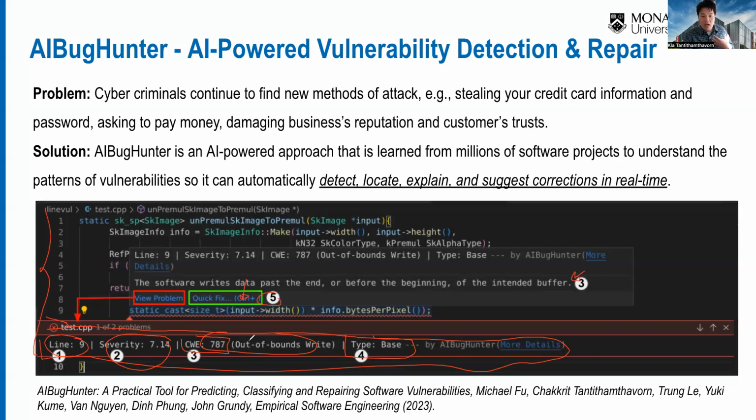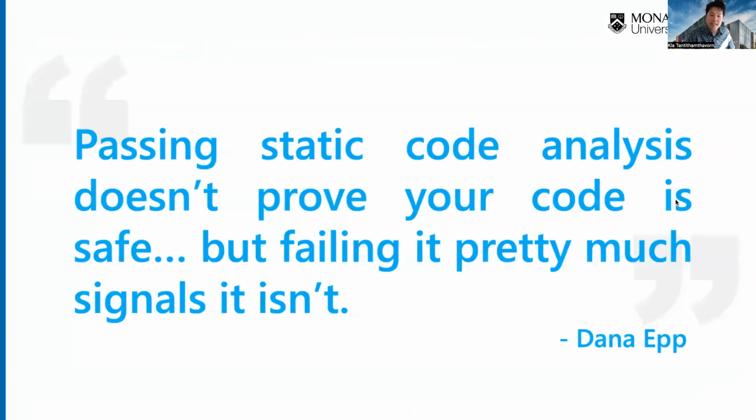What does out of bound mean, right? It means that the software writes data past the end or before the beginning of the intended buffer, that kind of thing. I will not go into the technical detail, but I just want to say that with this kind of advanced technique, we learn from millions of GitHub repositories with a large number of vulnerable patterns, so the tool can correctly detect vulnerabilities at large scale with up-to-date patterns as well. Okay, this is an example.